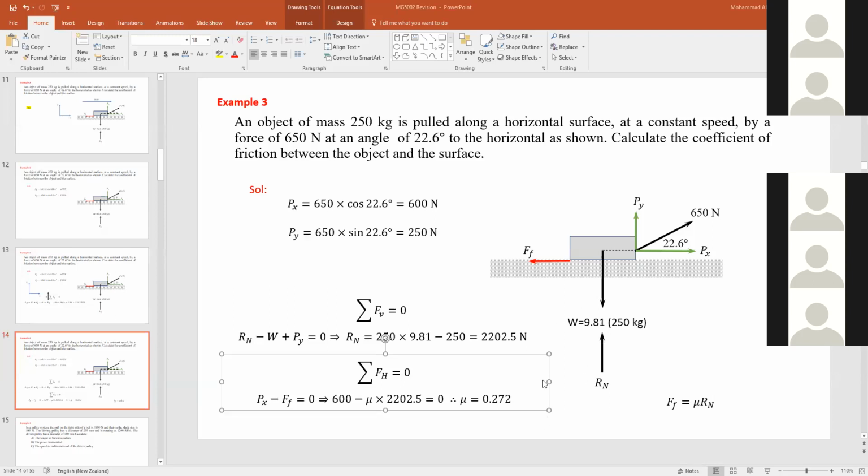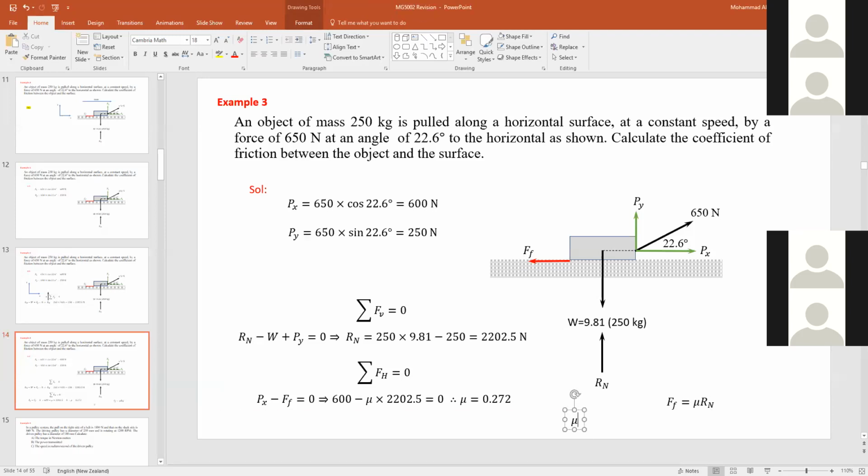So this coefficient doesn't have any dimensions. If you look carefully at this equation and rearrange it, mu is equal to the friction force divided by the normal force. That's why this coefficient is dimensionless, because technically you're dividing newtons by newtons or kilonewtons by kilonewtons, and therefore they have no dimensions. So it's a very easy question.